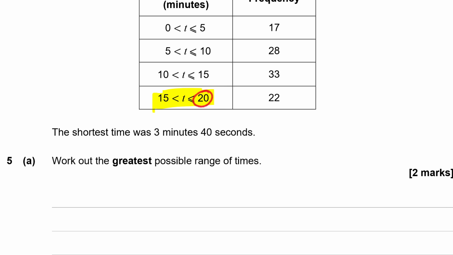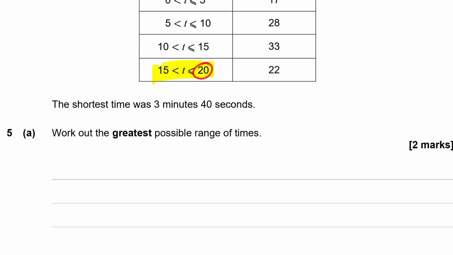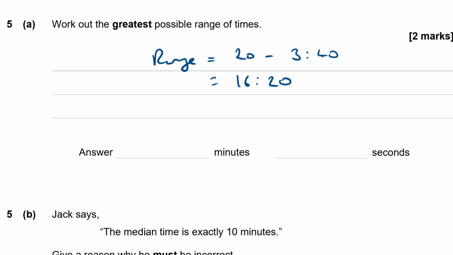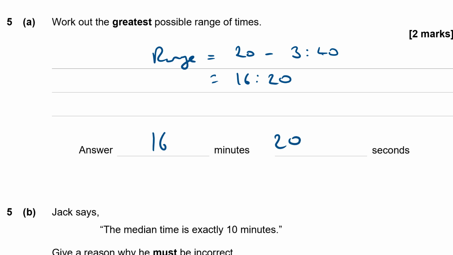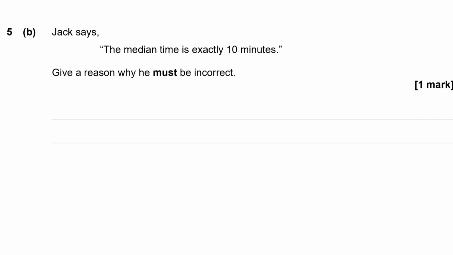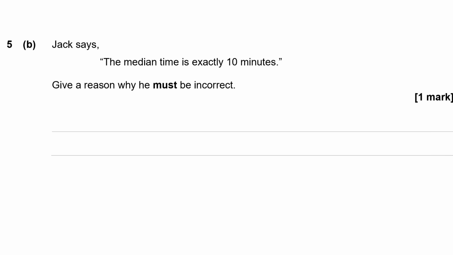So the greatest possible range is going to be our largest value, which is 20, minus the smallest value, which we're told is 3 minutes and 40 seconds. So 20 take away 3 minutes 40 seconds is going to be 16 minutes and 20 seconds. So 16 minutes 20. Now part B says, Jack says the median time is exactly 10 minutes.